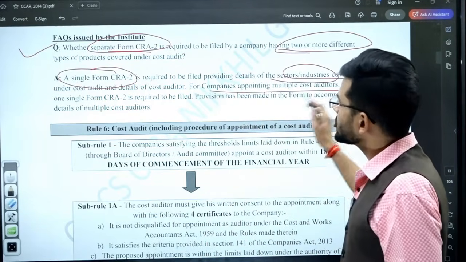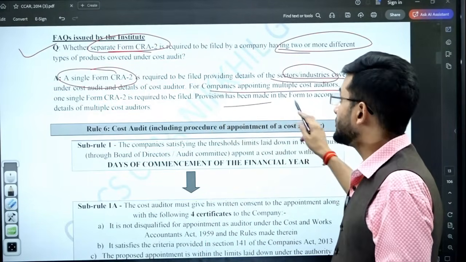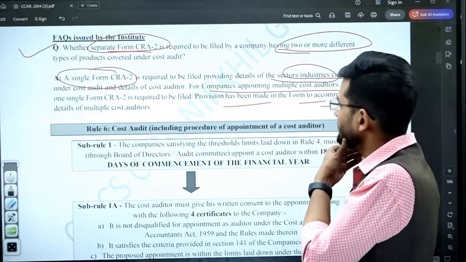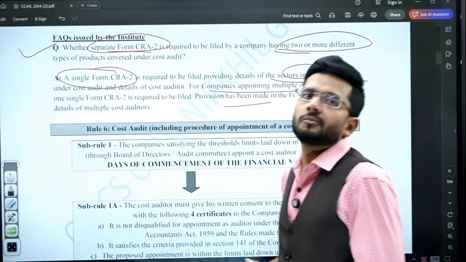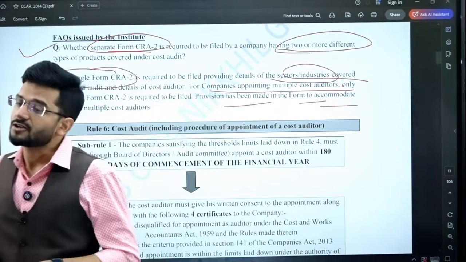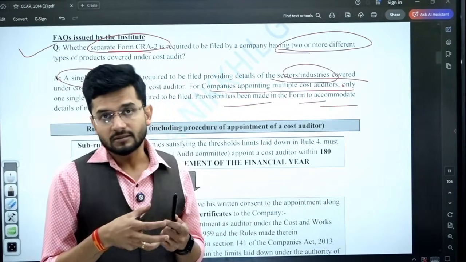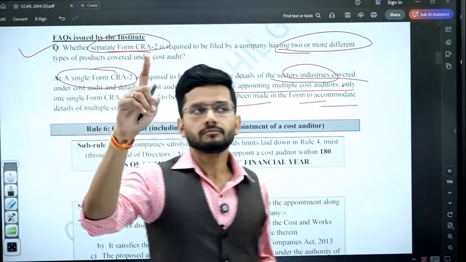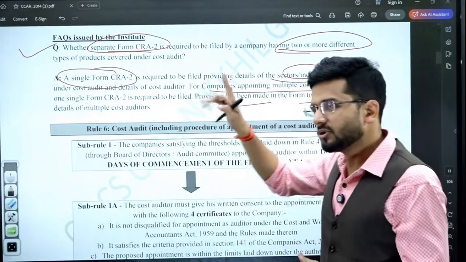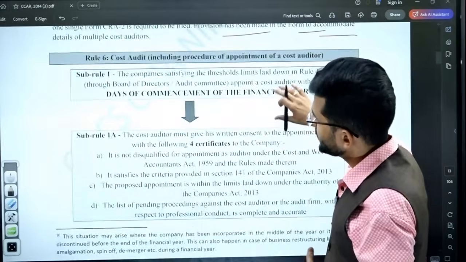For companies appointing multiple cost auditors, only one single Form CRA 2 is required to be filed. Provision has been made in the form to accommodate details of multiple cost auditors also. Sometimes multiple cost auditors are appointed by the company. The same happens with statutory audit also; there are joint auditors. If there are joint auditors, no problem. Only one CRA 2. CRA 2 cannot be 2. It can be only 1.